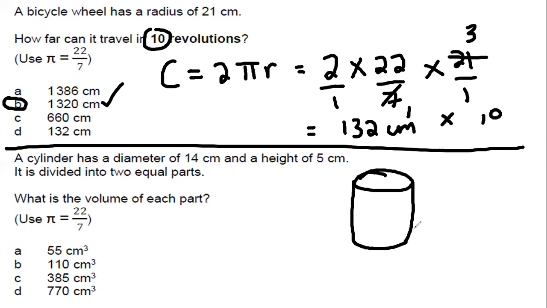That's a cylindrical shape. Now it says that the diameter of the cylinder is 14 centimeters. So diameter means what? Right across. All right, so that's 14 centimeters.